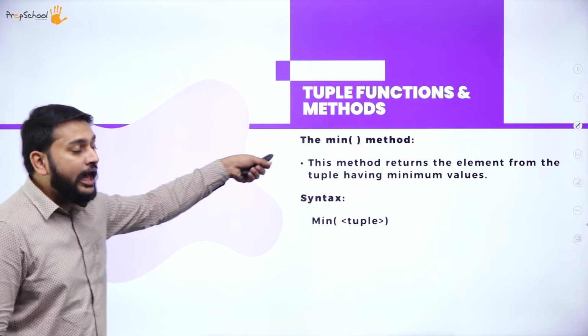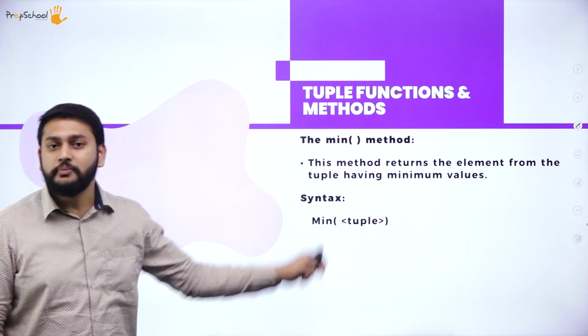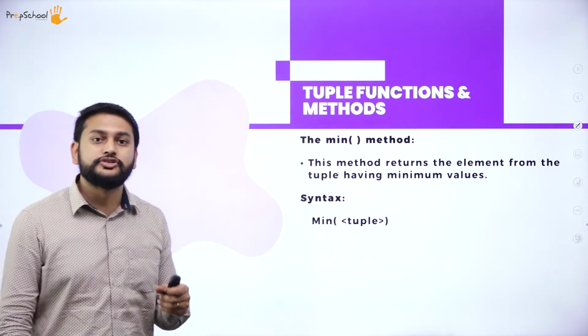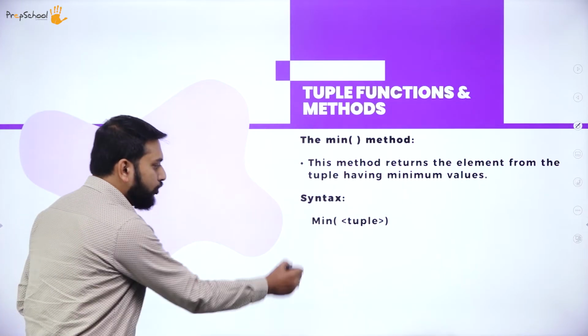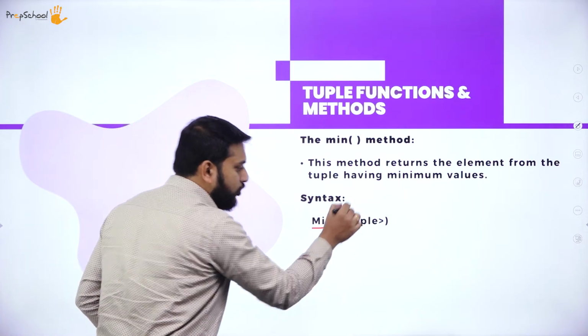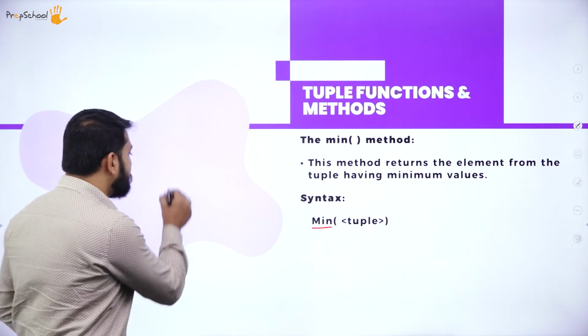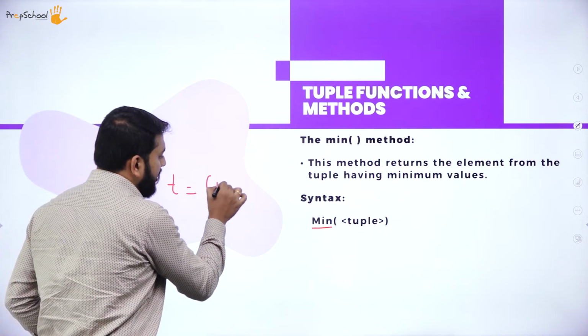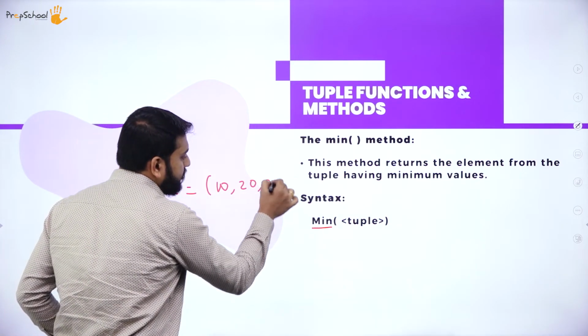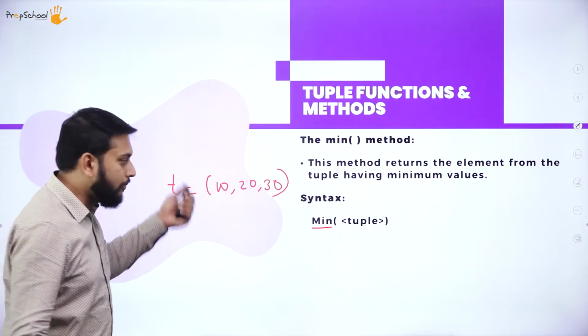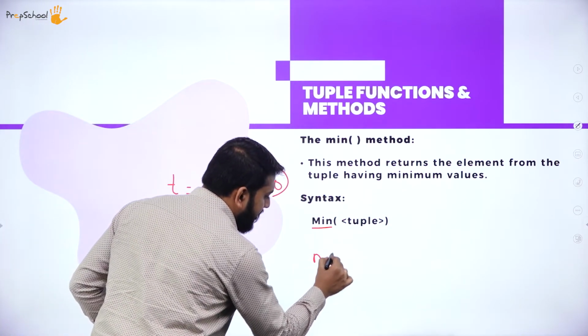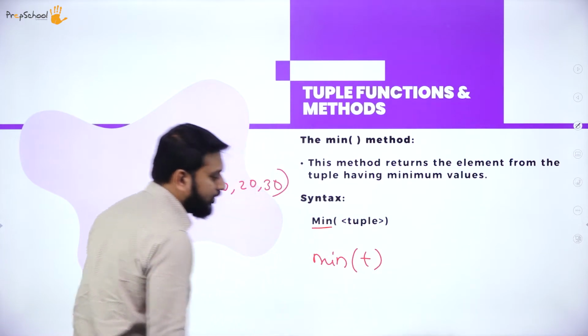The next one I have is min. Min will give you the minimum value that you have inside the tuple. How do you write it? You will use the min function, and inside that you will give the tuple name. Say for example, I have a tuple like this: 10, 20, 30. I will write my command something like this, min of t.